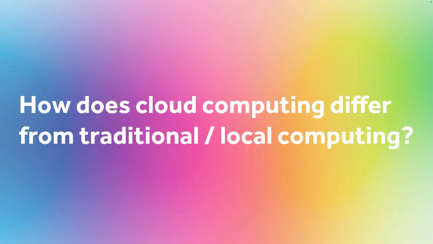So let's think about a specific example of this. How does cloud computing differ from traditional or local computing? A really easy example of this is the idea of storage. Everybody these days uses cloud storage, whether it's on your phone to save your pictures. If you're on an iPhone, you might pay for iCloud. If you're on an Android phone, you might pay for Google Photos.